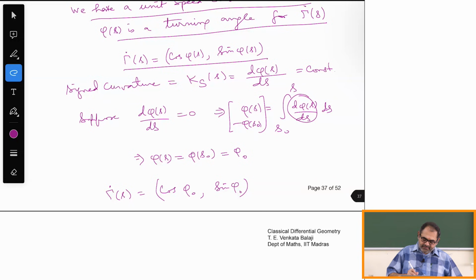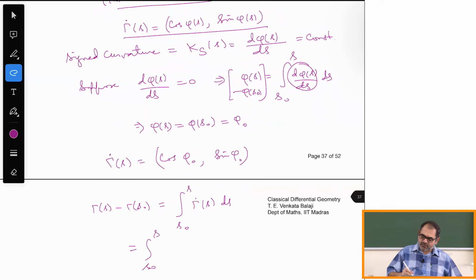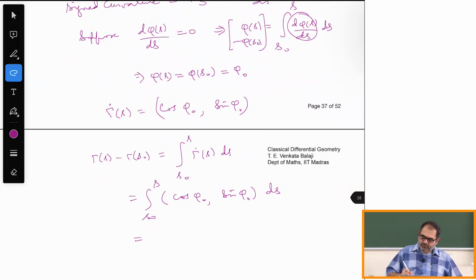So gamma(s) minus gamma(s0) is, by the fundamental theorem of calculus, the integral from s0 to s of gamma dot(s) ds. So it will be the integral from s0 to s of this vector (cos phi0, sin phi0) ds, and you are going to simply get (s minus s0) times (cos phi0, sin phi0). And this is gamma(s) minus gamma(s0), and this is the equation of a straight line.